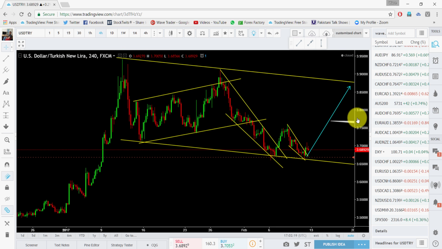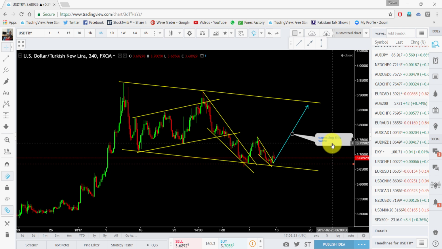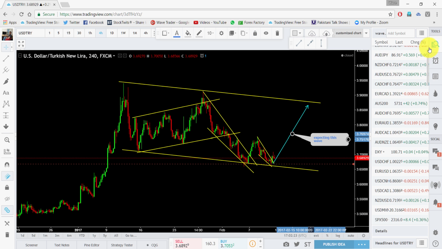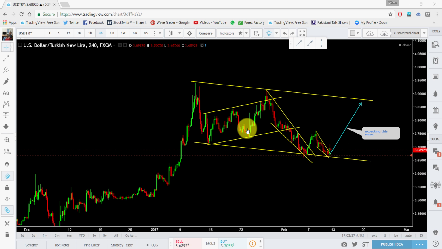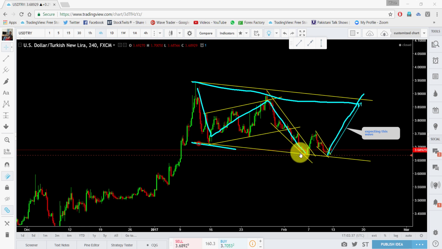All right, so USD Turkish lira, I'm looking for up move. Yeah, so I'm still anticipating the up move gonna come. Okay, so impulse, correction, and another impulse. So this pattern gonna complete here. Okay, so descending channel or flag. Yeah, quite similar like descending channel or flag. All right, so I'm anticipating this move gonna come.